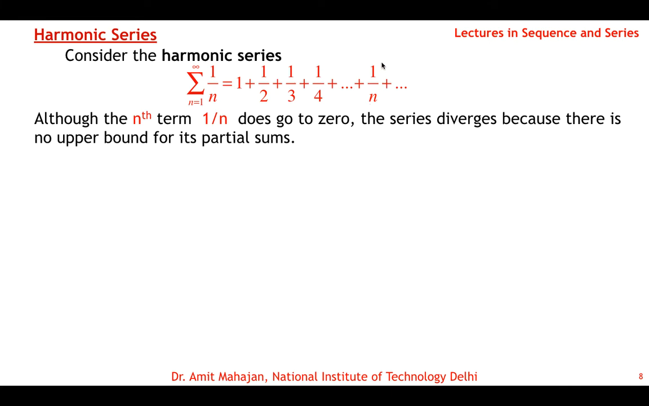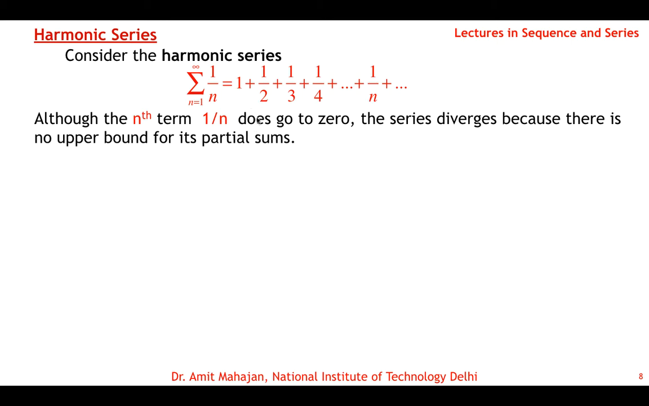Also you can see that a_n is 1 by n, and the limit as n tends to infinity of a_n is 0. But still the series diverges because there is no upper bound for its partial sum. So let us see why we say that there is no upper bound for the partial sum.